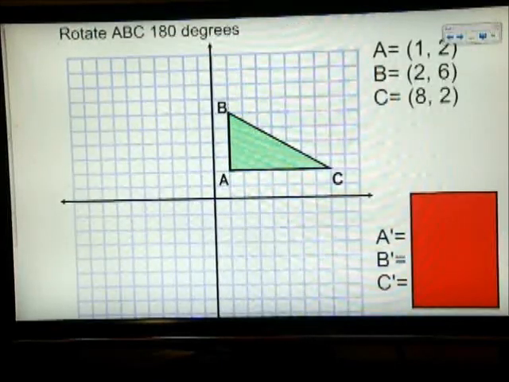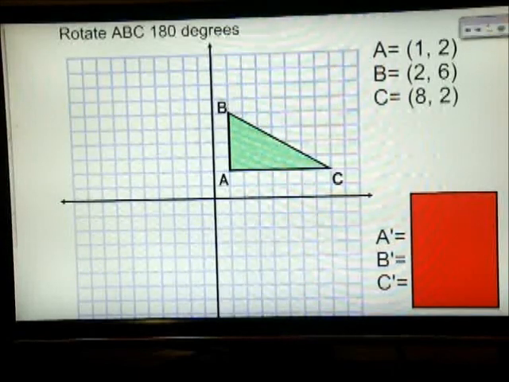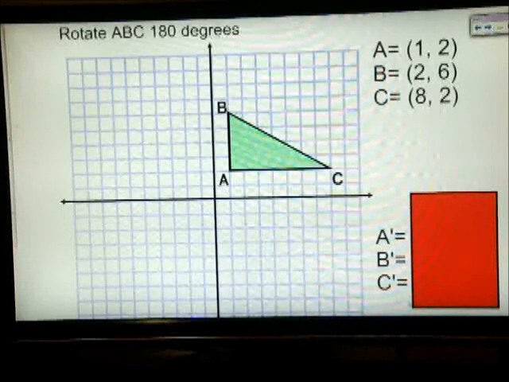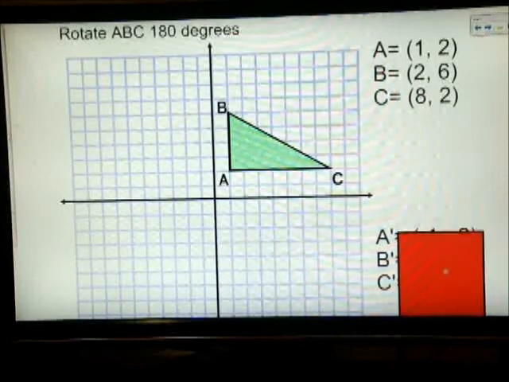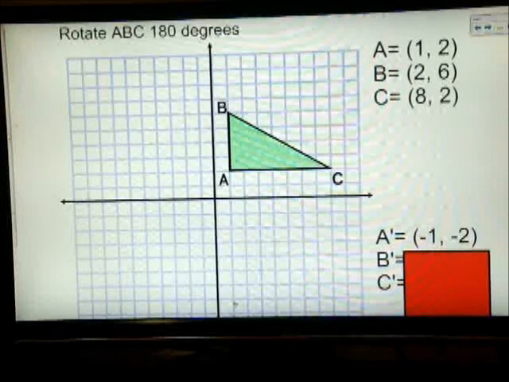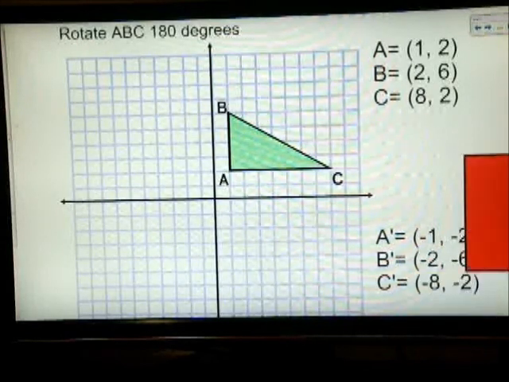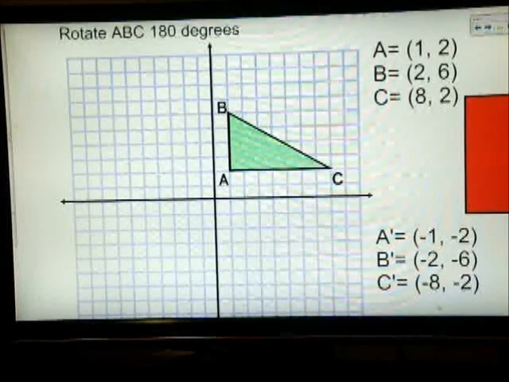Now for my favorite transformation, which is the 180 degrees. They're the easiest points to find. It's the same triangle we had before, just for ease of writing down notes. So remember, 180 means opposite, so that means point A prime is (-1, -2). Pause the video, see if you can find the other two missing points. Point B prime is (-2, -6), and point C prime is (-8, -2).